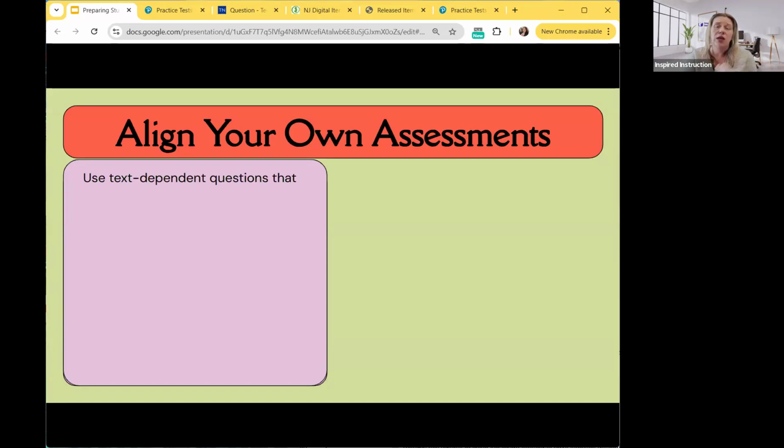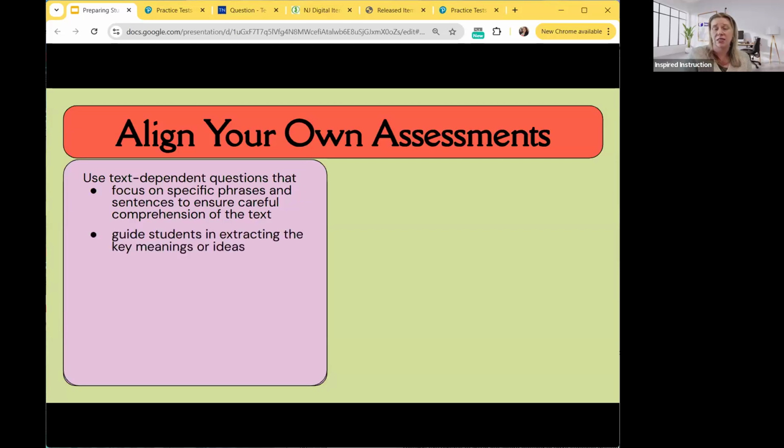And one of the things you can do that is a really easy lift is to use text-dependent questions in all of your assessments, formative, summative, alternative, making sure that those text-dependent questions are focused on specific phrases and sentences in whatever you have read, because we want to ensure that the kids are comprehending what they're reading. Because a very large chunk of high stakes ELA assessments is about comprehension. If the kids don't understand what they're reading, they can't answer the questions and they can't respond in essay form. So we want to make sure that we are getting them used to using text-dependent questions and answering those questions.